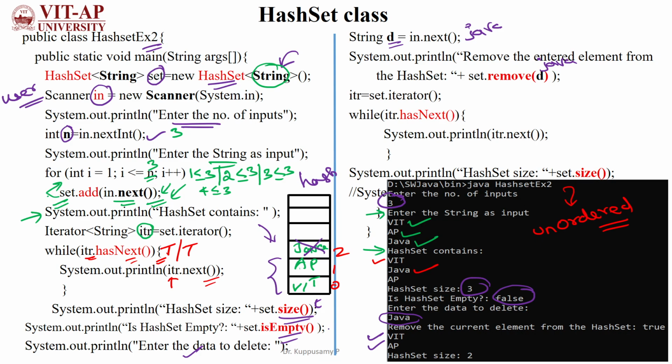Okay, Java is not available. As of that, the size of the hash set is displayed here by using the size method, 2. Previously it was 3, now it is 2. So like this, we can perform various operations to implement the set interface by using the HashSet class.